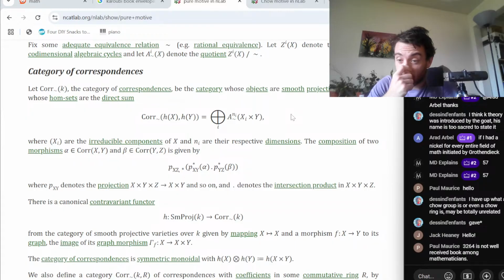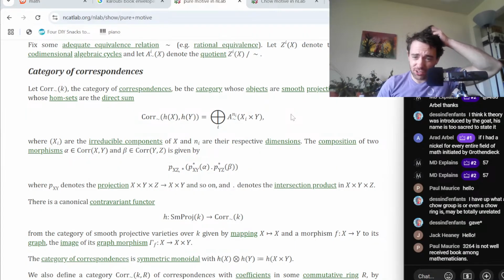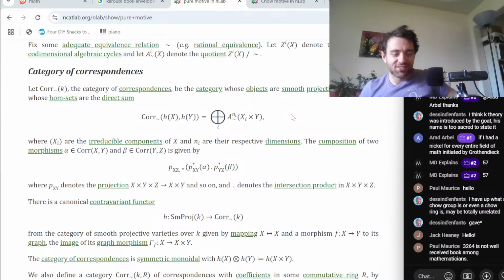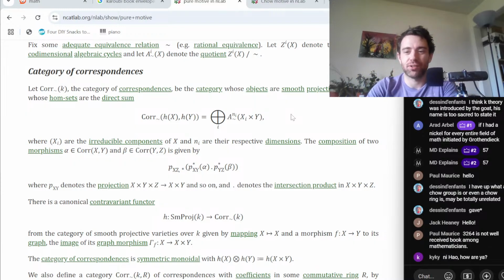It's not a well-received book among mathematicians. Is that true? Hello, Jack. I mean, I'm a mathematician, technically, and I received it well. I mean, yeah, in terms of rigor.